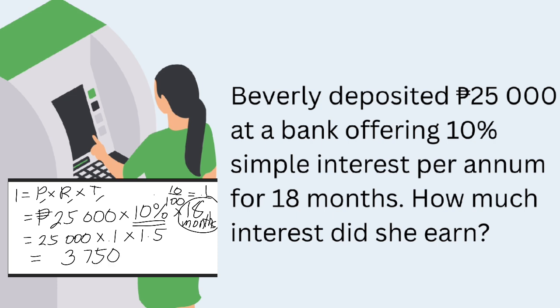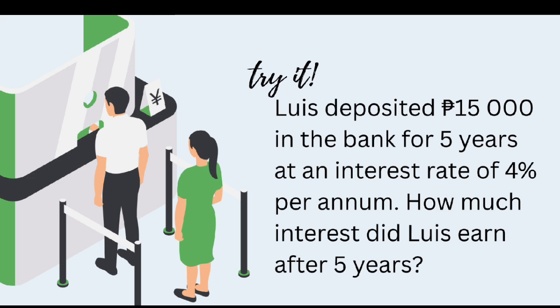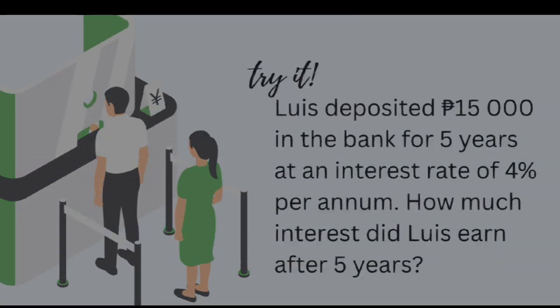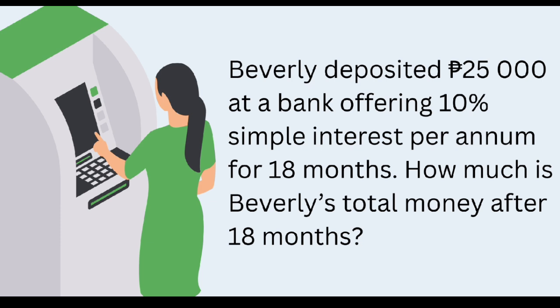So 25,000 times 0.1 times 1.5 is 3,750. So the interest that Beverly earned for depositing 25,000 at the bank offering 10% simple interest per year is 3,750 pesos. So challenge yourself by answering this activity. Take a look at this other given situation on simple interest. Beverly deposited 25,000 at the bank offering 10% simple interest per annum for 18 months. How much is Beverly's total money after 18 months?